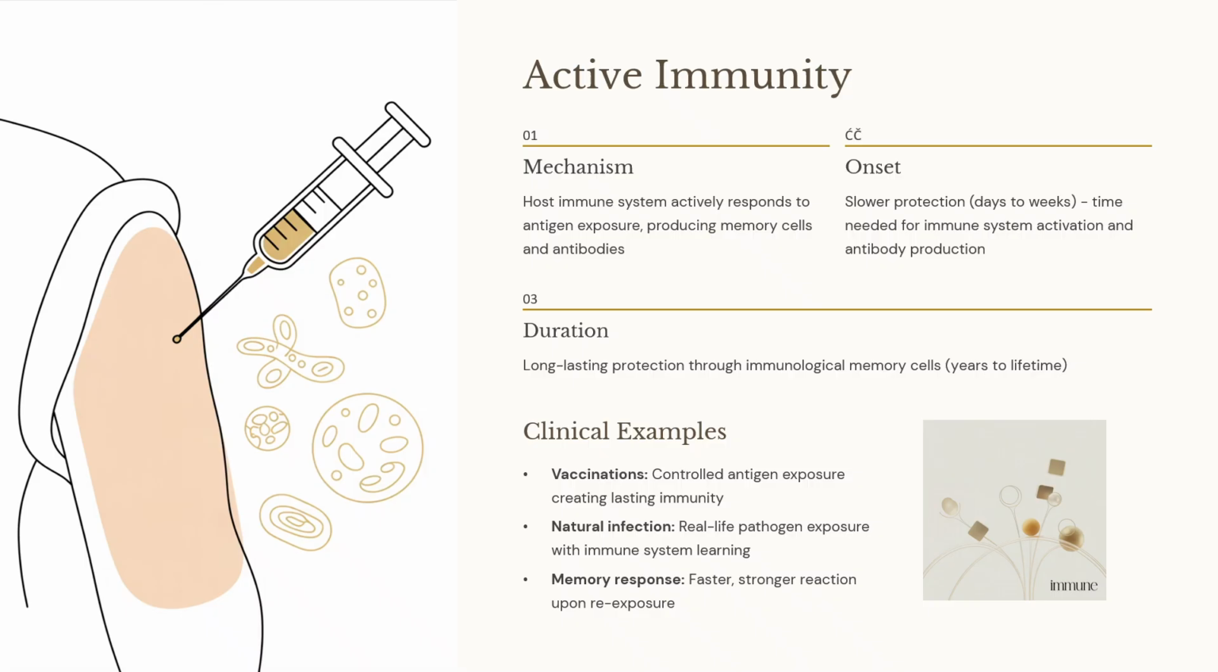There will be a slower onset because the time needed for the immune system activation and antibody production will take from days to weeks. However, the protection will be long lasting because of the immunological memory cells. This can even be achieved with vaccines where there is controlled antigen exposure, creating lasting immunity.